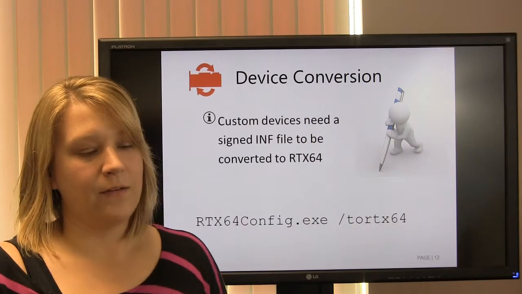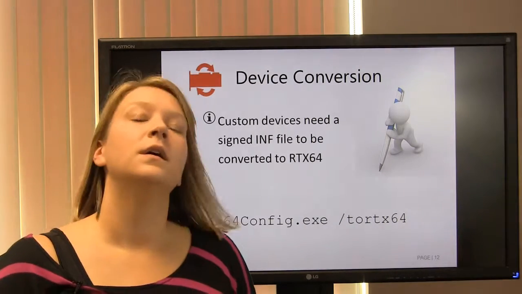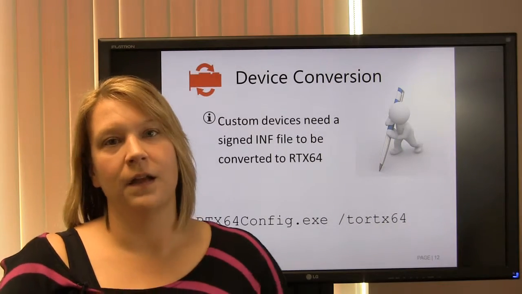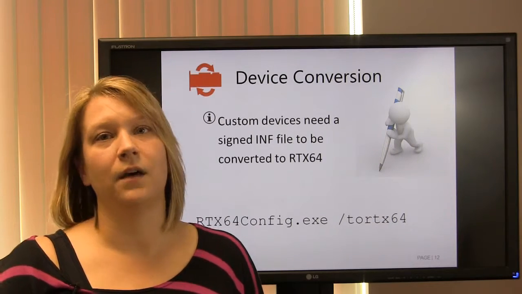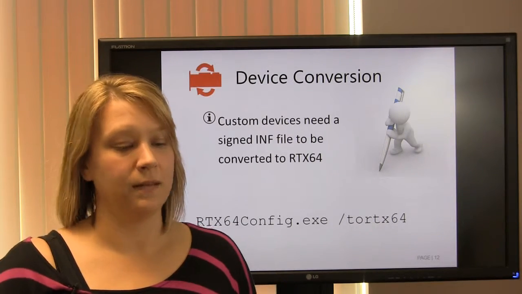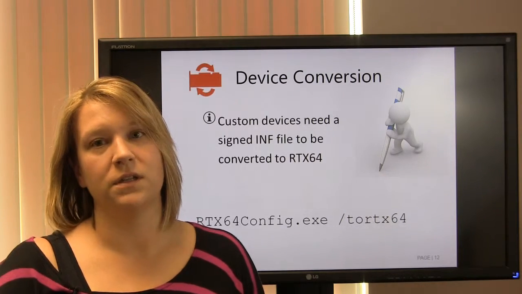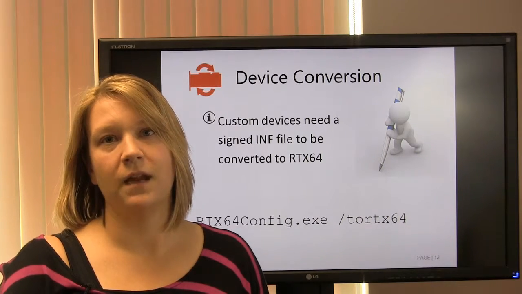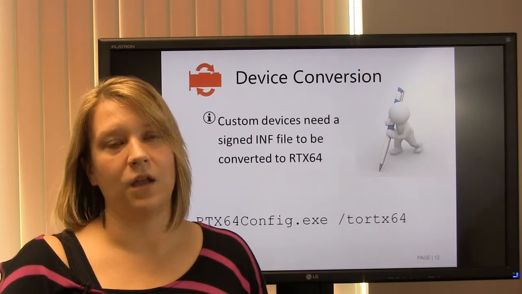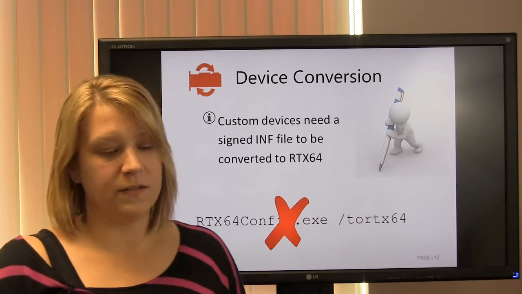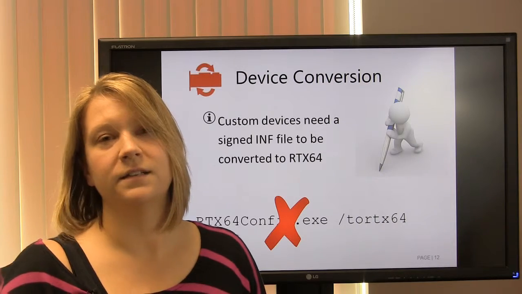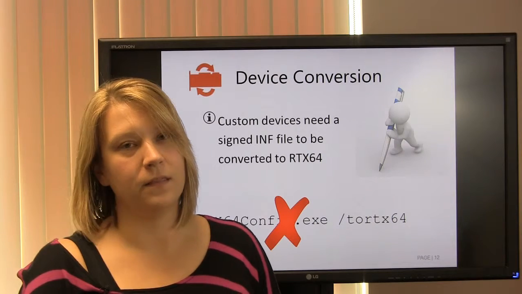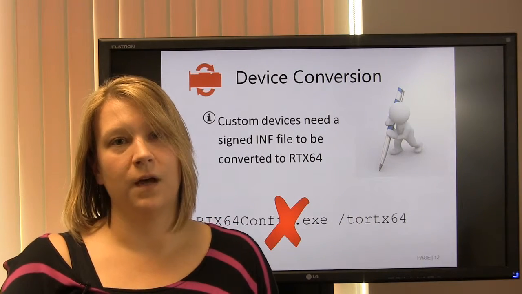Okay, so one of the caveats of this is that with new devices that we don't support out of the box, the customer is going to have to create an INF file that they sign. This INF file will contain the hardware ID for the device, and when they digitally sign it, that will allow them to convert it to RTX. We do have a template in our SDK documentation that explains how you would create an INF file and how you would sign it. And you'll also see that the functionality we previously had for the RTX64 config, the convert to RTX, no longer works. The reason that this doesn't work is because of Windows 8.